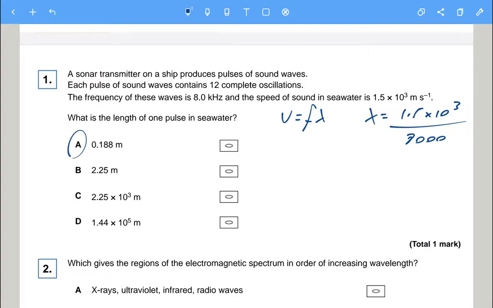It's a distractor answer. Let's get rid of that. It's 12 complete oscillations, so you need to get that 0.1875 and times it by 12, as it wants the length of the full pulse, so it wants the length of all 12. So times that by 12, that'll give you 2.25 meters, which is obviously B. Alright, let's look at the next one.